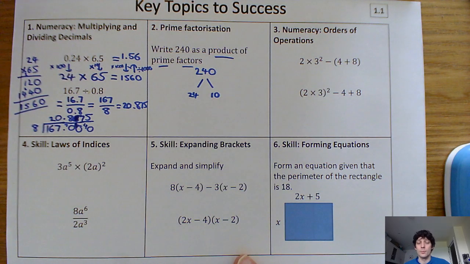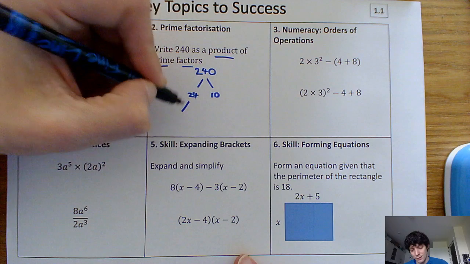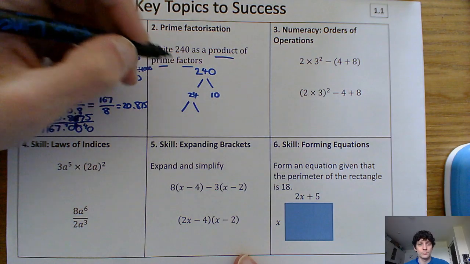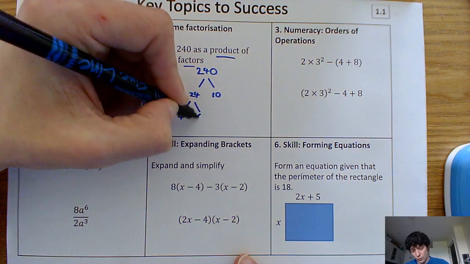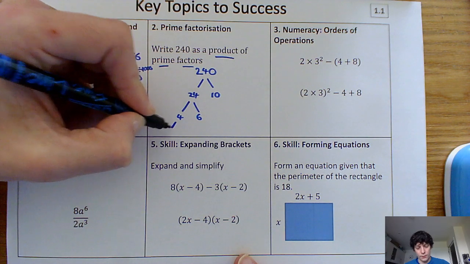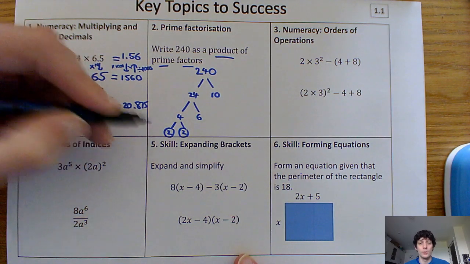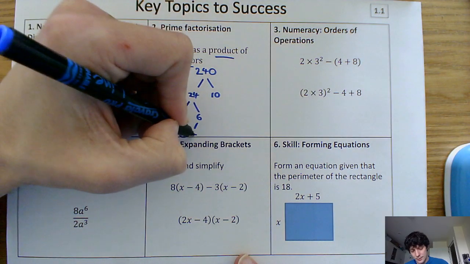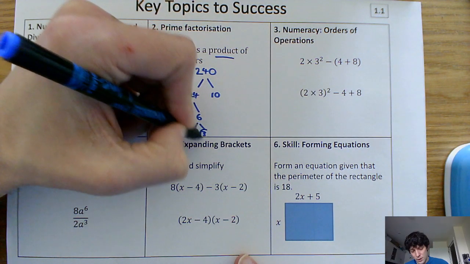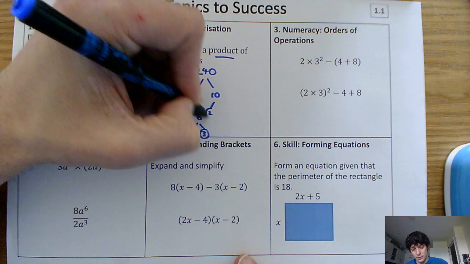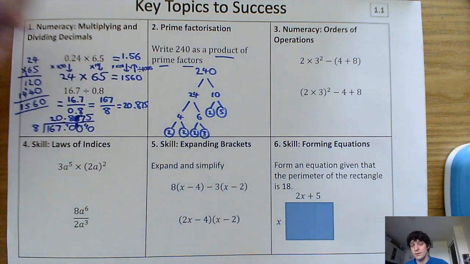Now neither of those are prime, so I can't stop any of my branches there. I need to keep breaking these down. 24, can do that as 4 and 6. 4 would split off into 2 times 2. I'm circling those because 2 is a prime number. 6 is 2 times 3. 10 would split off into 2 and 5. And again, all of these numbers are prime.